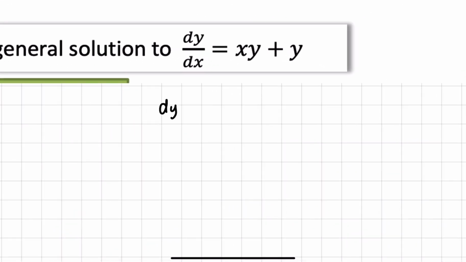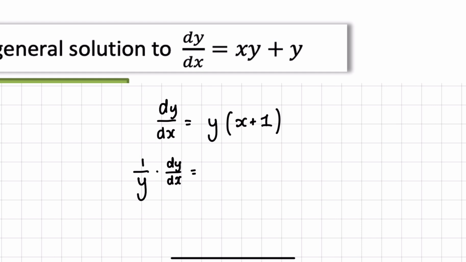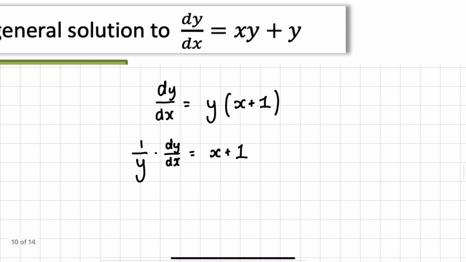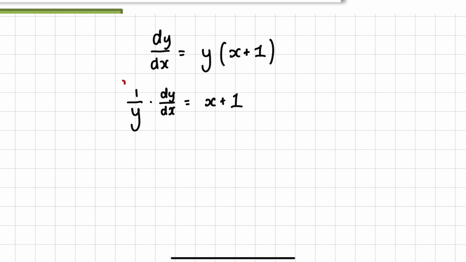So dy over dx equals, we'll factor the y out, y times (x plus 1). Cool. Let's divide both sides by y. So 1 over y times dy over dx equals x plus 1. The idea here is we're going to integrate both sides in terms of dx. The theory here is they cancel out nicely, and then we just solve there.